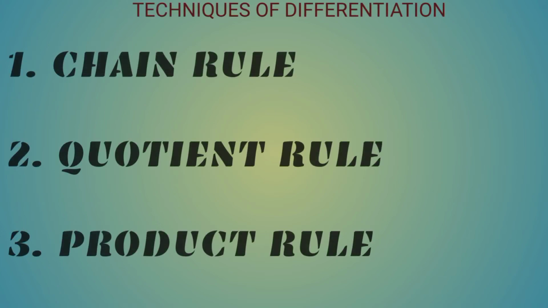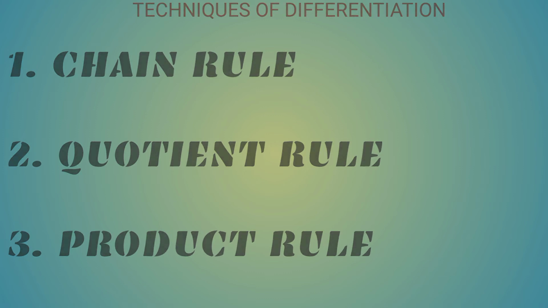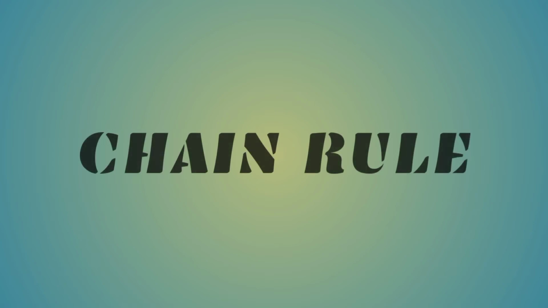The first technique we're going to look at is the chain rule. We look at the quotient rule, and of course we also have the product rule. In this video, we will be paying attention to the chain rule, and in my next videos, we're going to look at the quotient rule as well as the product rule. So let's get started. Chain rule is also called function of function.